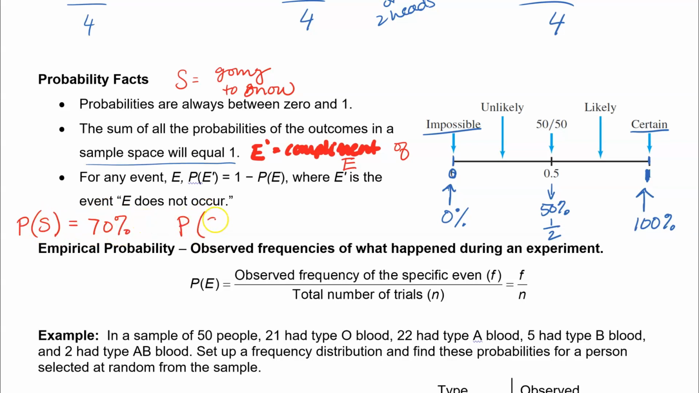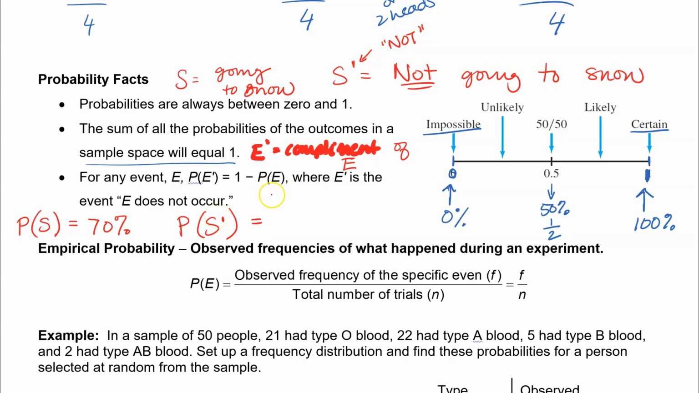P of S complement would be that it's not going to snow. So whenever you see an apostrophe, think to yourself, that means not. Well, if we know that there's a 70% chance that it's going to snow, then the probability that it's not going to snow is just 100% minus that, because total, the two probabilities together need to add to 100. So it's either going to snow or it's not. So the chance that it's going to snow is 70, and the chance that it's not going to snow is 30%. And that's what this formula up here is saying.